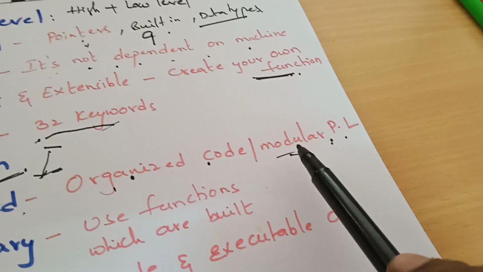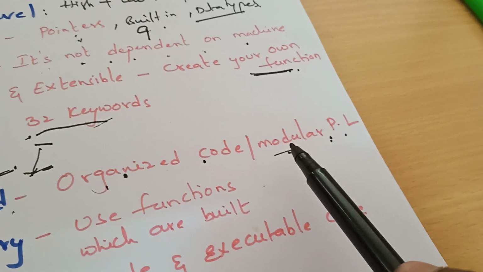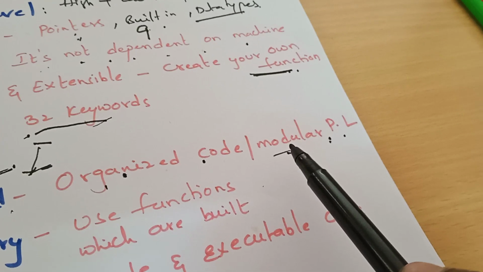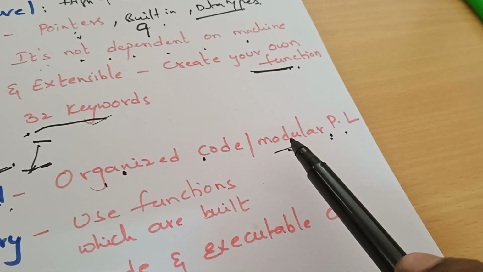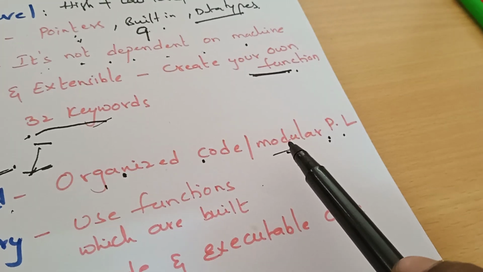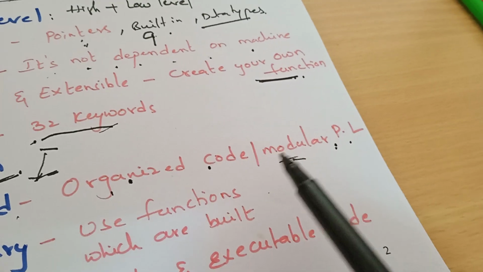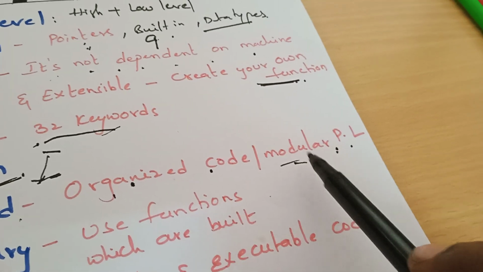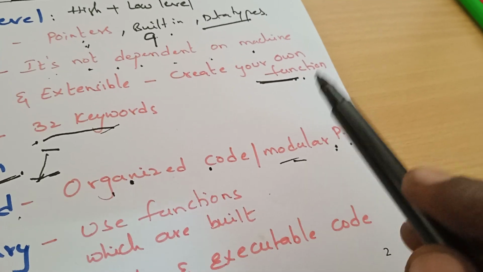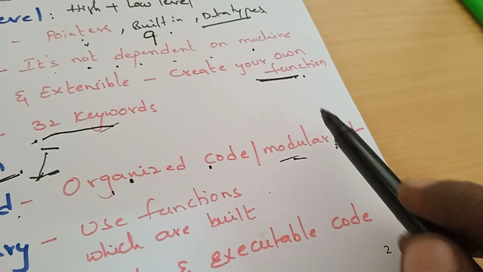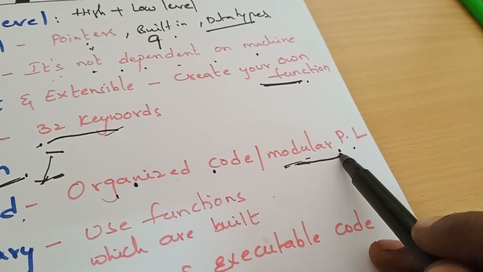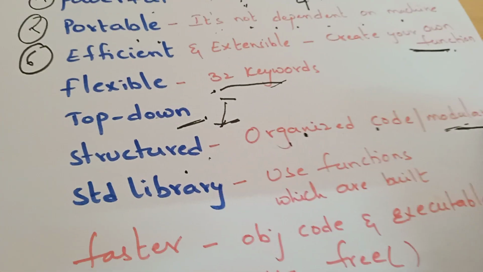For example, if I want to write a program to find the addition of two numbers, subtraction of two numbers, and multiplication of two numbers, I can divide the whole program into segments, modules. I can divide the whole program into modules. So C allows us to write modular programs.